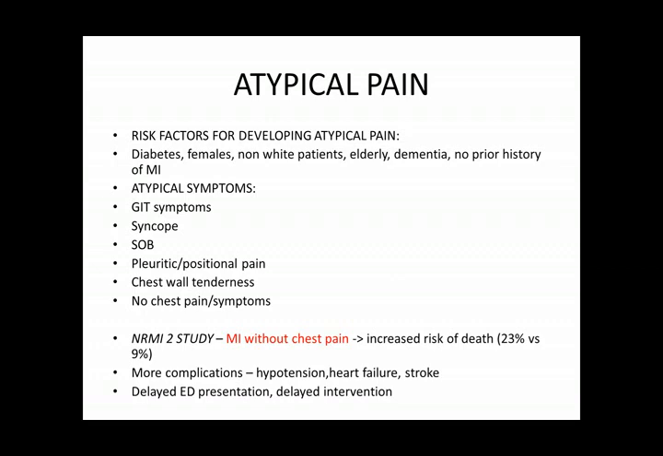Atypical chest pain: the risk factors for developing atypical pain are diabetes, females, non-white patients, elderly, dementia, and no prior history of MI. And atypical symptoms like GI symptoms, syncope, shortness of breath, pleuritic positional pain, chest wall tenderness, or no chest pain and symptoms.